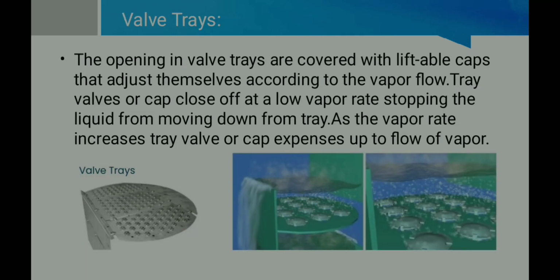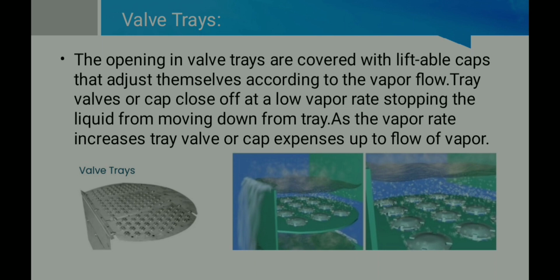Next, we can see the valve tray. The openings in the valve tray are covered with liftable caps that adjust themselves according to the vapor flow. The tray valve or cap closes off at a low vapor rate, stopping the liquid from moving down from the tray. As the vapor rate increases, the tray valve or cap expands to pour the tray.